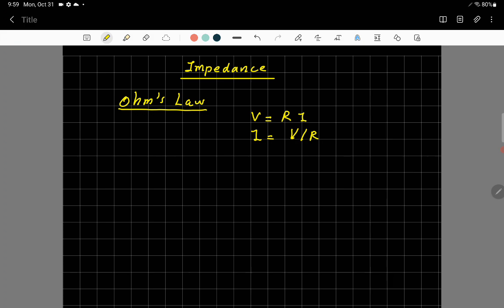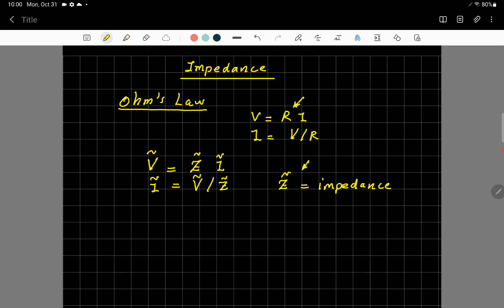So let's say Ohm's law, we're going to modify to the voltage, and we're going to use phasor, is equal to Z instead of R times I. And also the current will be equal to the voltage divided by Z. So Z, we call it impedance. So we replace in Ohm's law the resistance by the impedance.